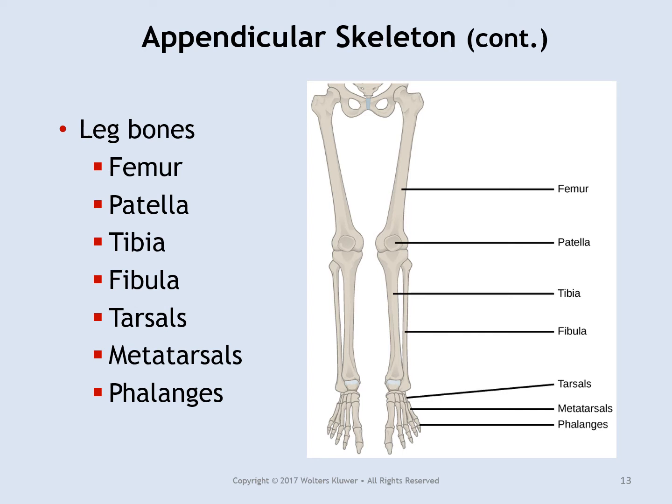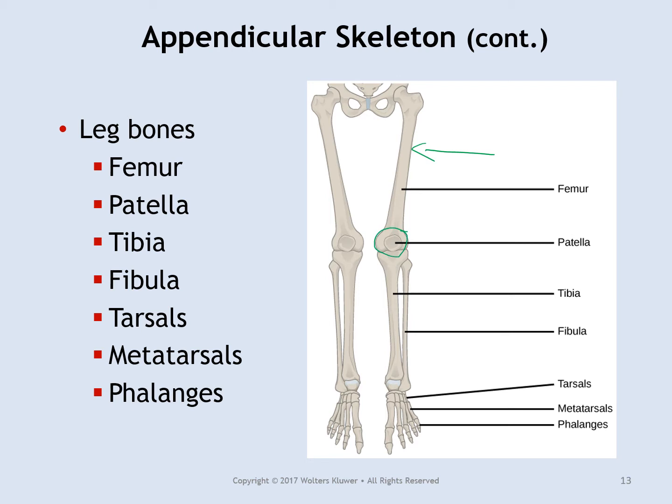Looking at the bones of the leg, the setup is actually kind of similar to the bones of the arm. The upper bone of the leg, your thigh bone, is your femur. This is the biggest bone in the body, the strongest bone in the body, the hardest bone in the body to break. Your patella is your kneecap. And then you have two bones in your lower leg.